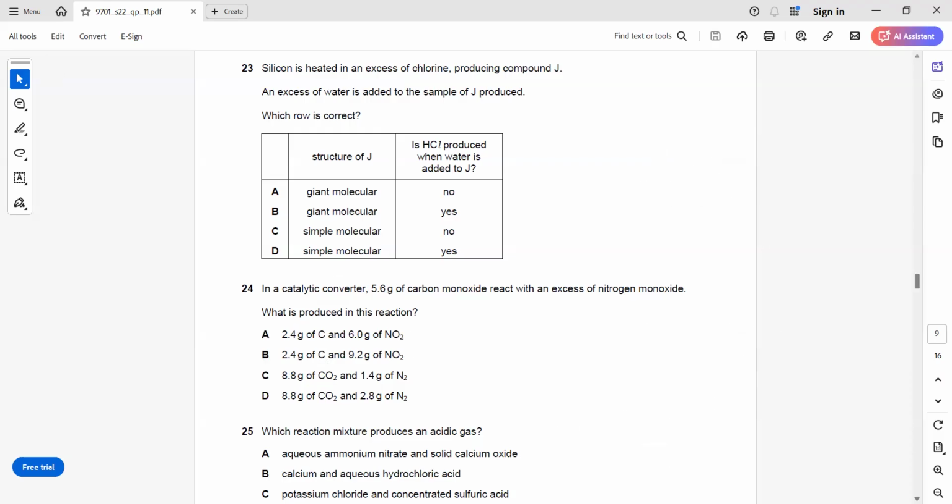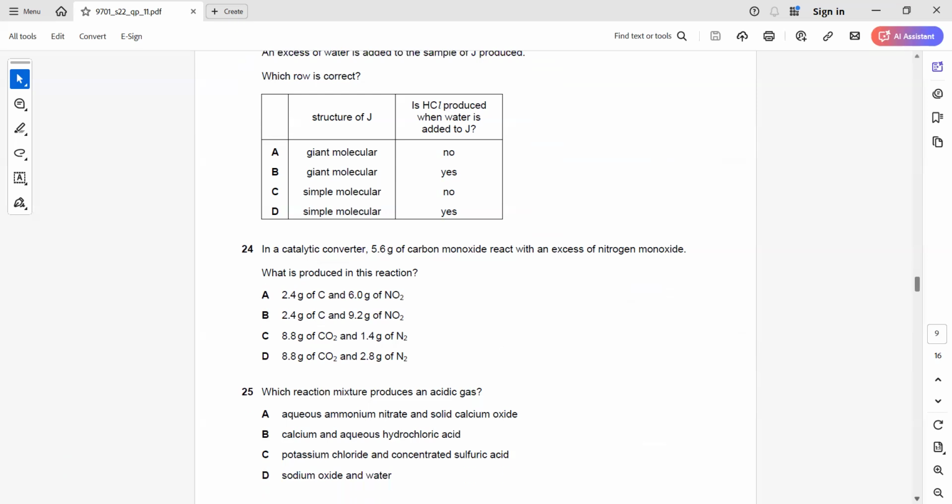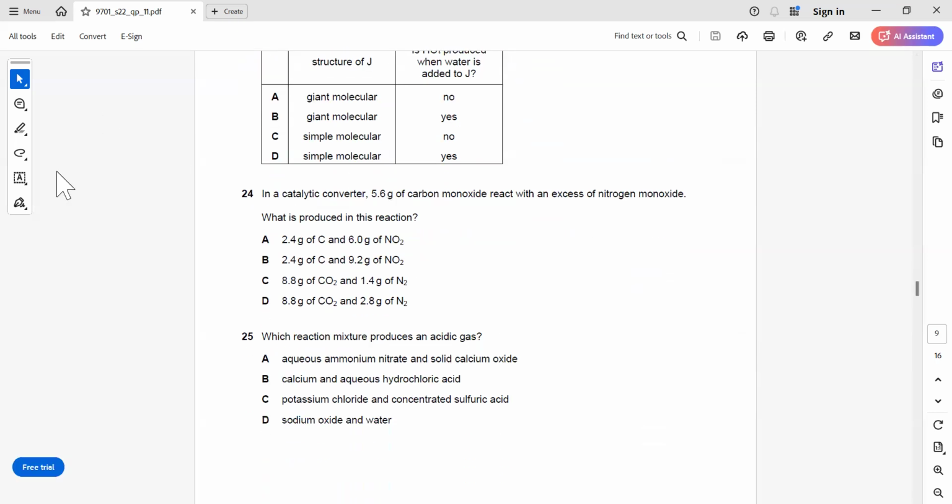Question number 25. Which reaction mixture produces an acidic gas? Aqueous ammonium nitrate and calcium oxide. So what's the nature of this calcium oxide? It's basic in nature, metal oxide, right? Is it clear? So when it reacts with ammonium nitrate, remember ammonium ion, when it reacts with the base, so what happens? It gives ammonia gas, identification of ammonia.